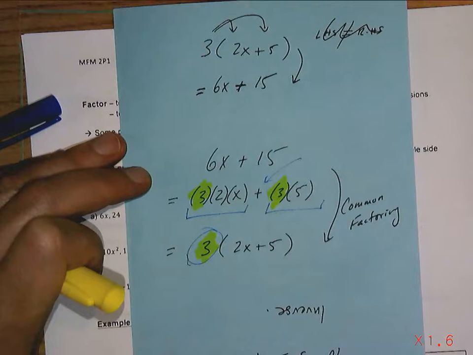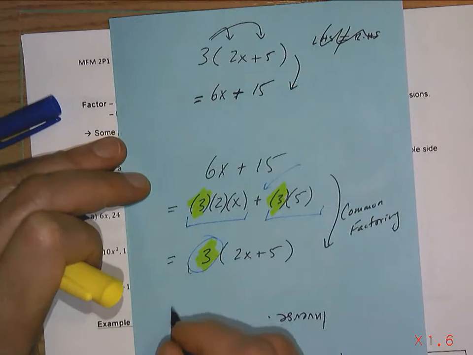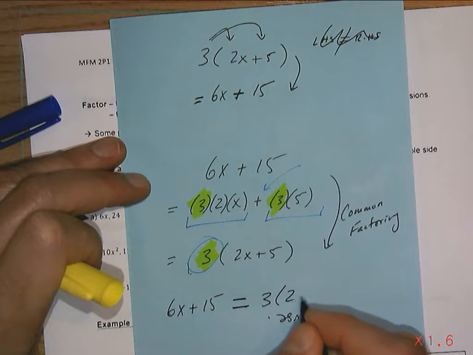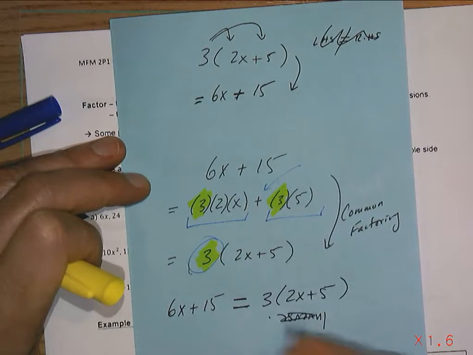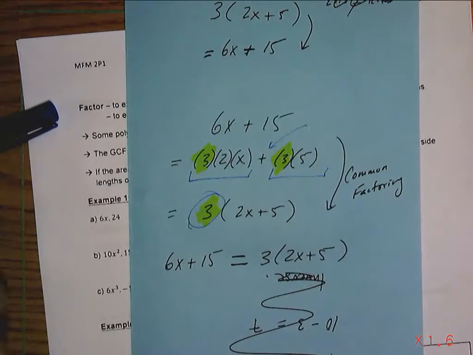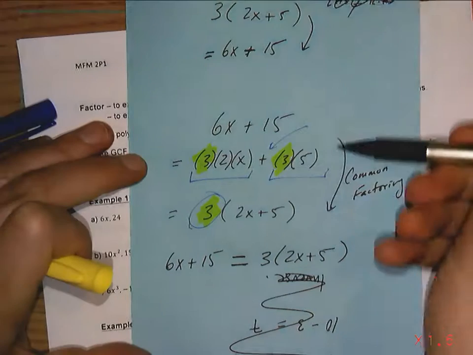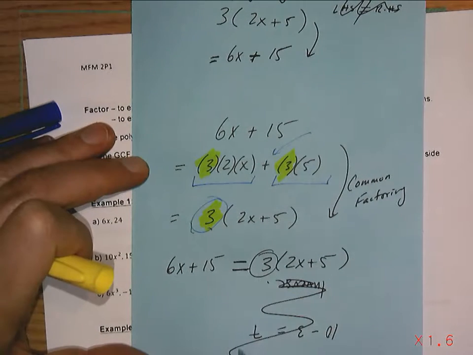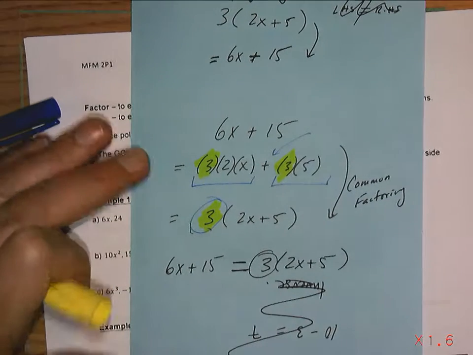So in essence, what we're showing here is that 6x plus 15 can be written like this, or it could be written like that. There is no difference in the equality. Coming this way, bringing that factor out in front is called common factoring. And that's what we're going to practice today.